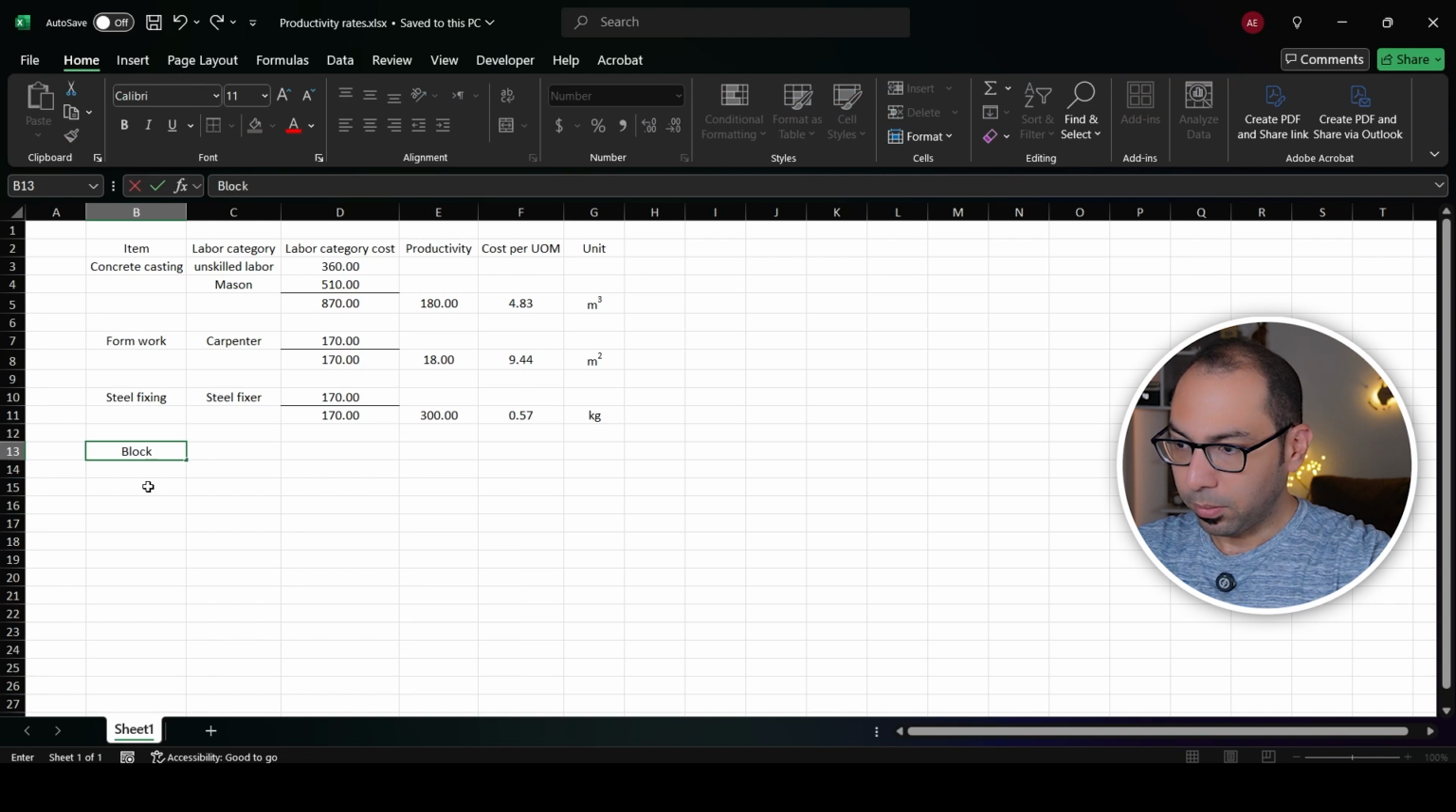Let's go to the next item, and let's say, for example, block walls building.